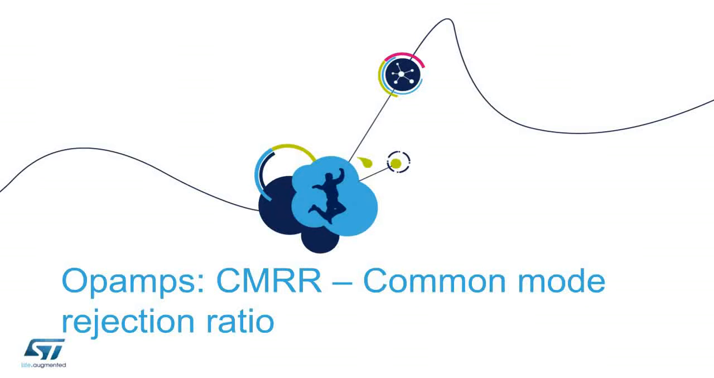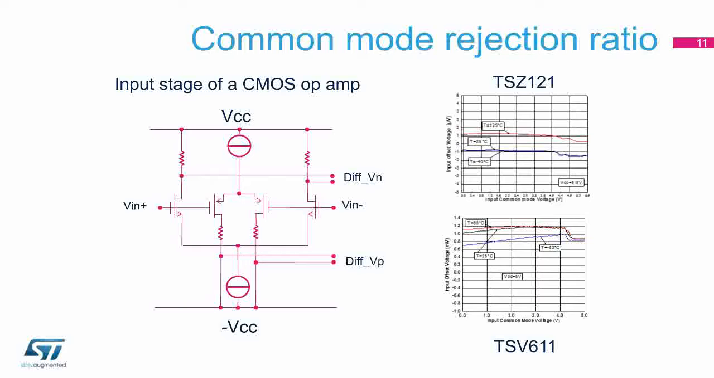Op-amps, CMRR, common mode rejection ratio. When we speak about precision, another important point must be taken into consideration, the CMRR. The common mode rejection ratio is defined as the ratio of the differential voltage amplification to the common mode voltage amplification. This is measured by determining the ratio of a change in input common mode voltage to the resulting change in the input offset voltage.